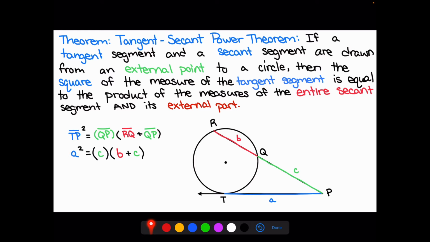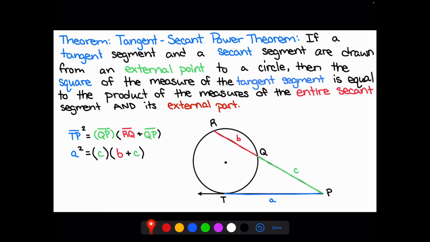So if I label these with variables, my tangent is A, and then my secant segment, the interior portion of my secant is B, the exterior portion is C. So therefore, our equation would be tangent squared, A squared, is equal to the whole thing, B plus C, times the outside part, times C. So A squared equals C times B plus C.